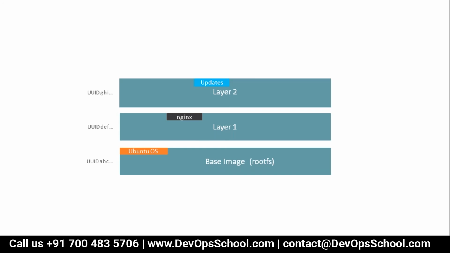When I say universally unique ID, that means that ID you will not get anywhere else on this planet. That is what is claimed by SHA-256. So that's a universally unique ID. That means whatever layers you have written, that is universally unique. That means duplication of the data can be avoided easily. So here each layer has a UUID.